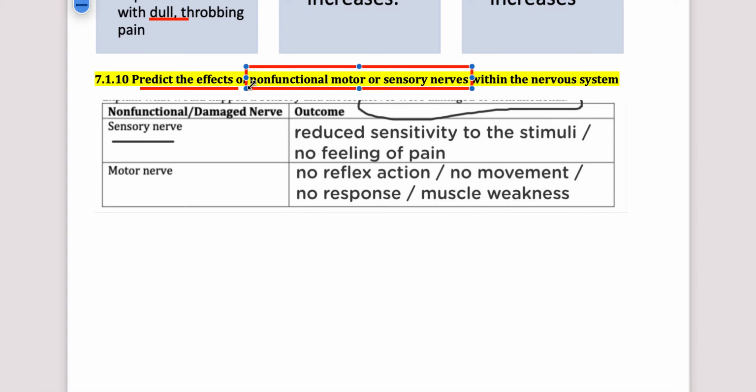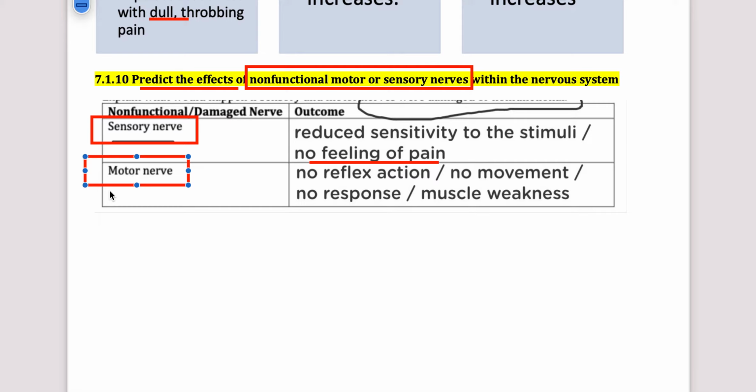So already you know the function of the motor nerve and sensory nerve. Basically the sensory nerve carries the message from your sense organs to the central nervous system. So in case the sensory nerve is not working, no message will go to the brain. Okay, so it means that you will not feel anything. You will have reduced sensitivity to the stimulus or the changes that are happening around you, and also no feeling of pain.